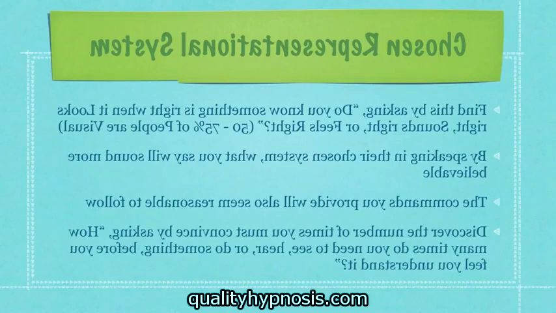By speaking in their chosen system, what you say will sound more believable to them, and they'll grasp onto it and want to continue to follow along with you. The commands you provide will also seem very reasonable to follow. And if you are trying to convince somebody of something, you can discover the number of times you must convince them in their chosen representational system by simply asking, how many times do you need to see, hear, or do something before you feel you understand it? Again, if that's not 100% clear, there's another video that goes completely through the representational systems.